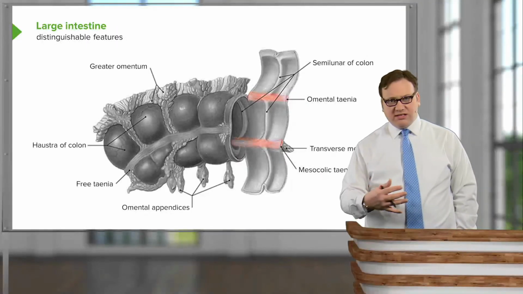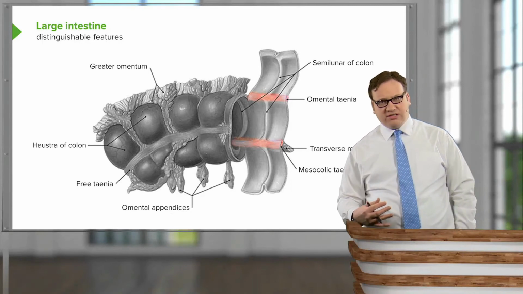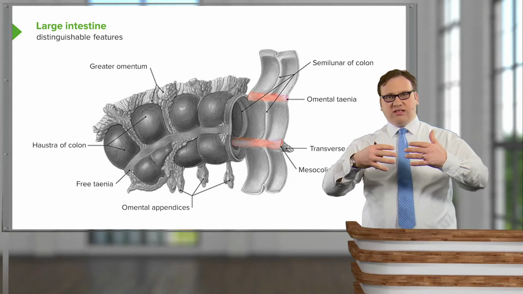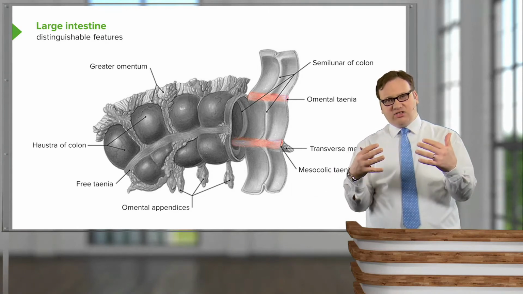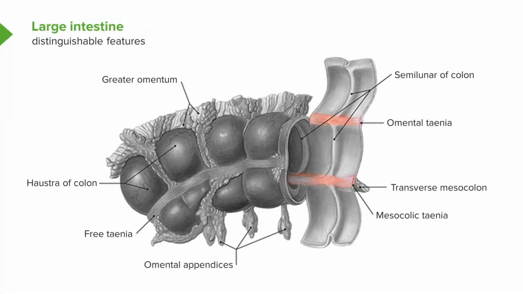So the transverse mesocolon is coming up from the posterior abdominal wall in line with the pancreas, and it passes up towards the transverse colon, and it attaches to the transverse colon where this mesocolic tenia is located, this specific band of longitudinal muscle. The greater omentum extends from the omental tenia coli band, and then the final one is this free tenia coli, which doesn't have any omentum or mesocolon attached to it.